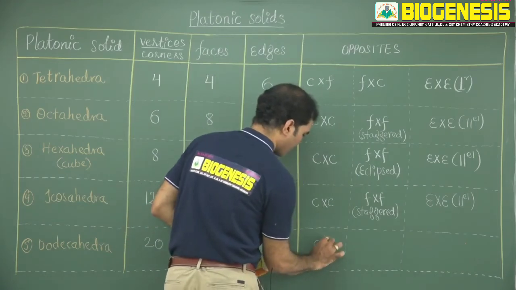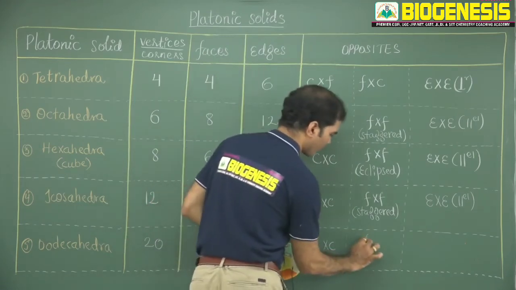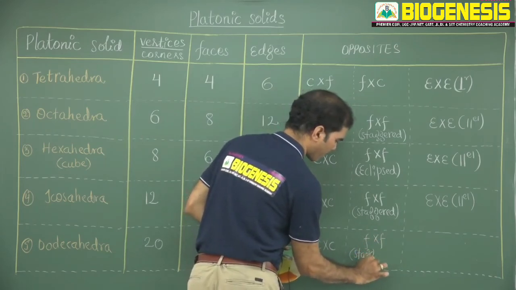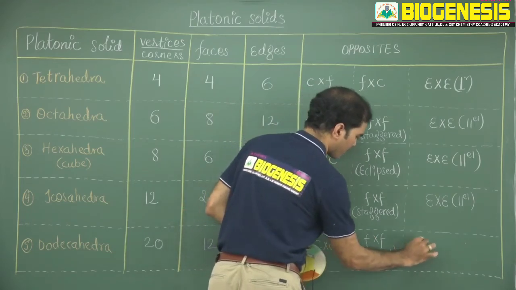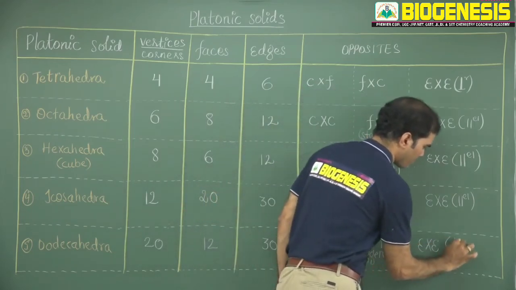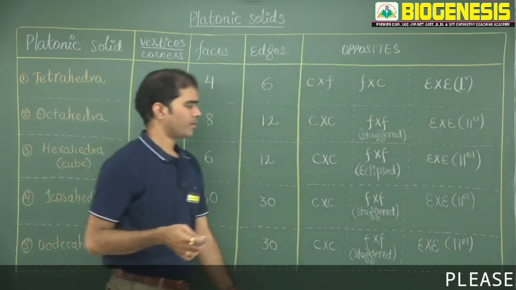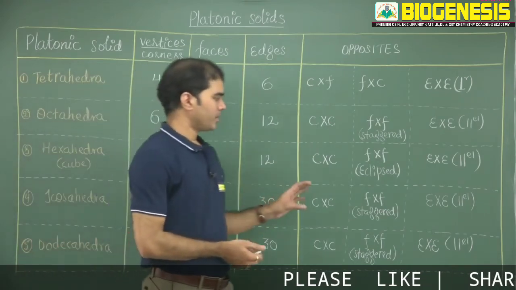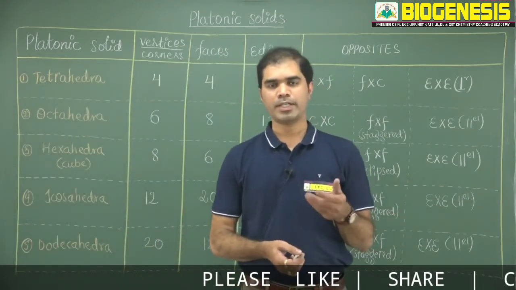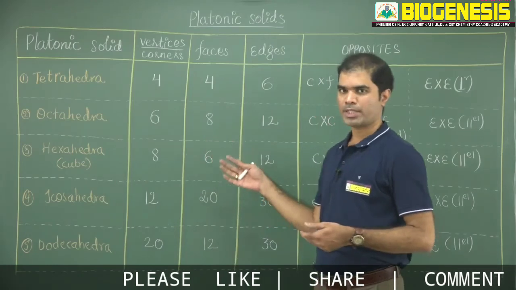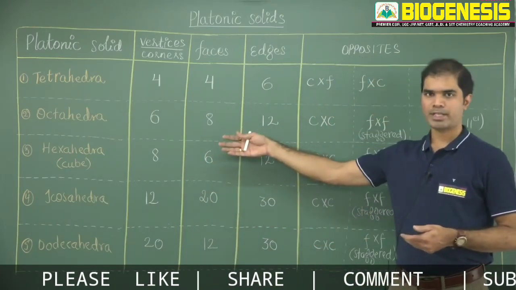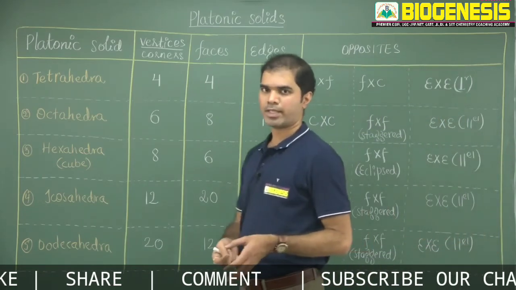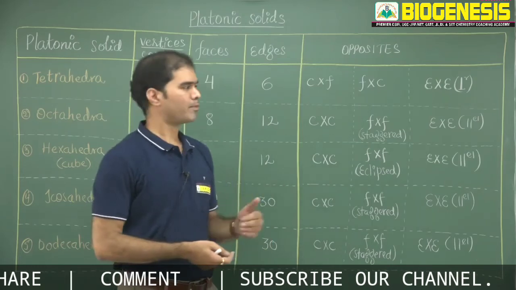Let's write down corner to corner, face to face, but this is a staggered face, and edge to edge, which is a parallel edge. So this is a very important table to understand all the symmetry elements of the conjugate. The conjugates are octahedra to hexahedra, and icosahedra to dodecahedra. Tetrahedra is a conjugate to itself.